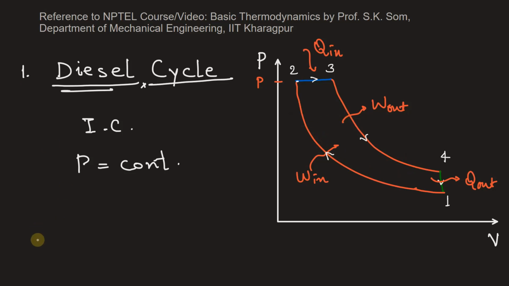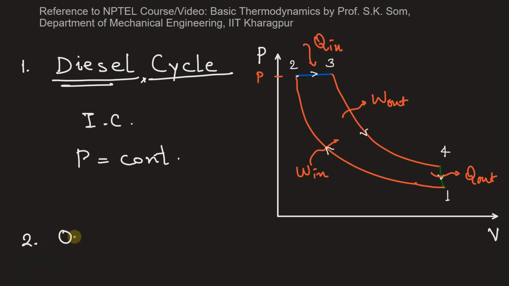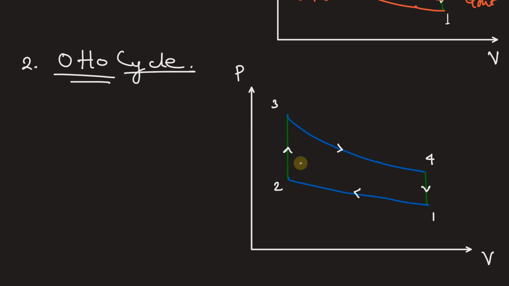Now in our list, the second cycle is the Otto cycle. Now this is a PV diagram of an Otto cycle. You see here the first stage is isentropic compression in which the work is done on the system, W in. This is isentropic process 1 to 2. 2 to 3 you can see here it is constant volume, heat is added in this process.